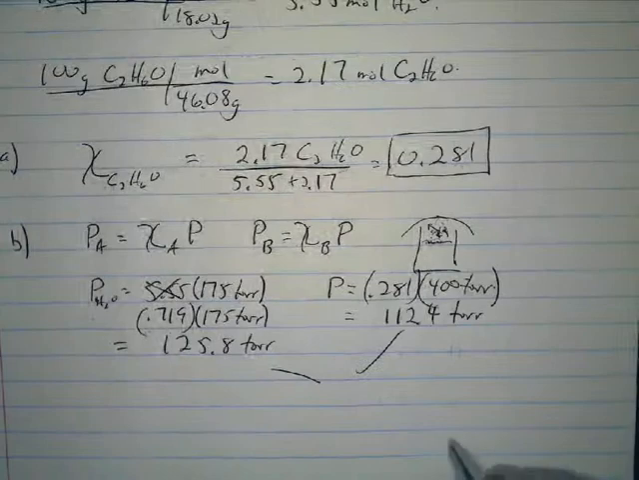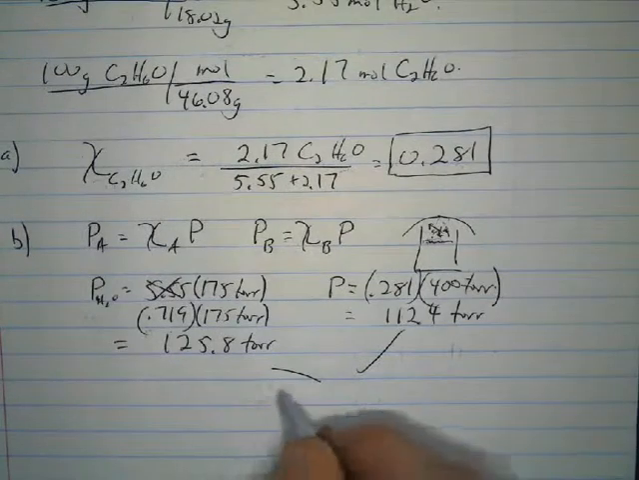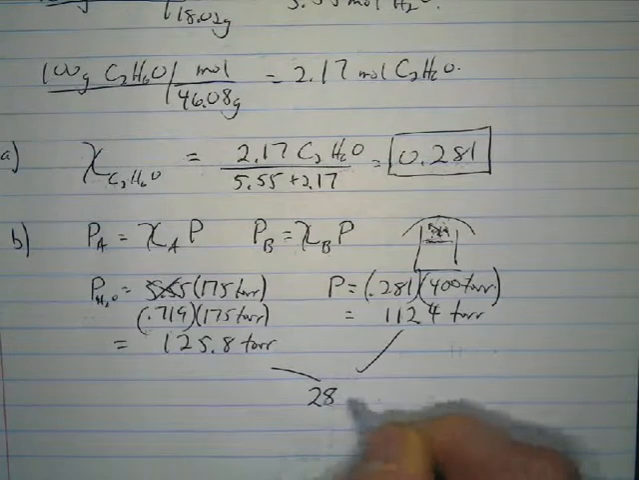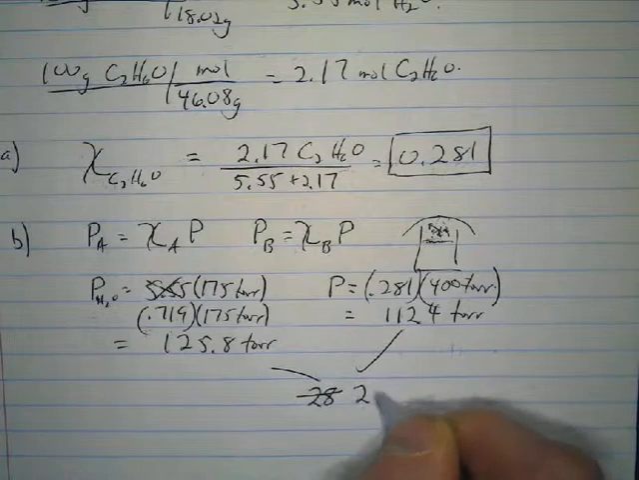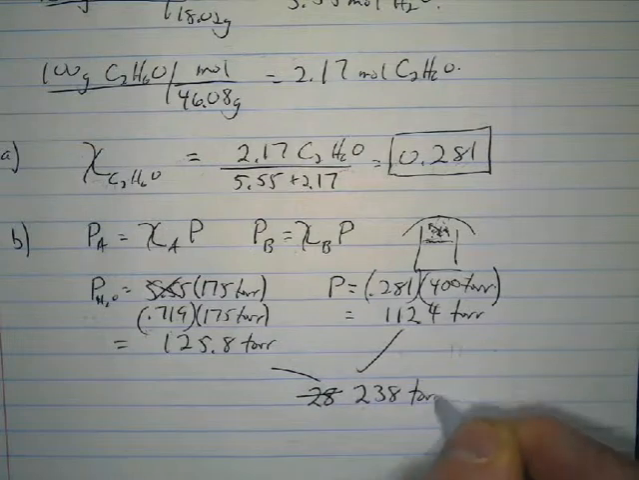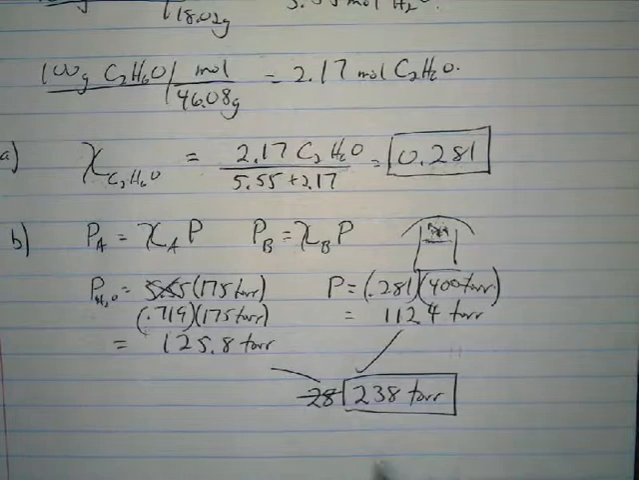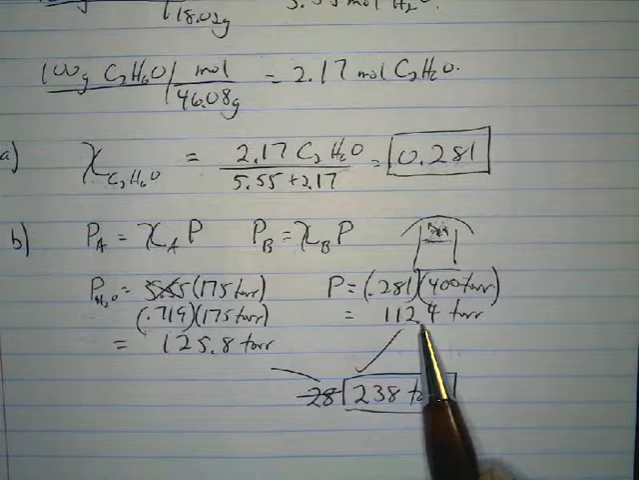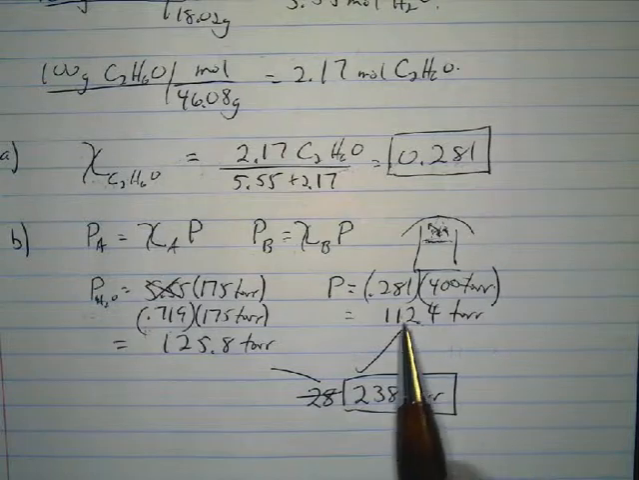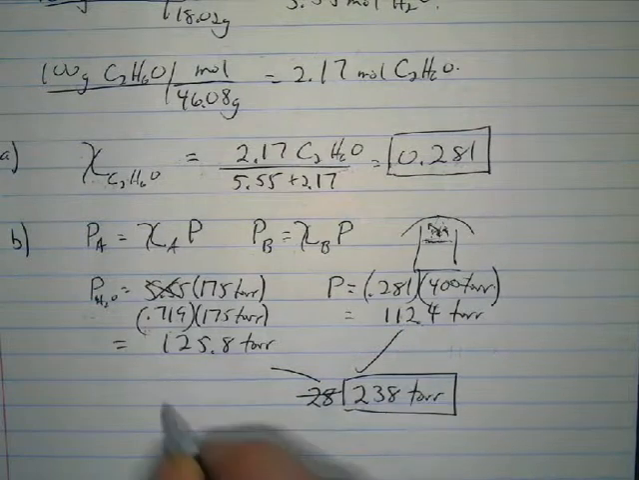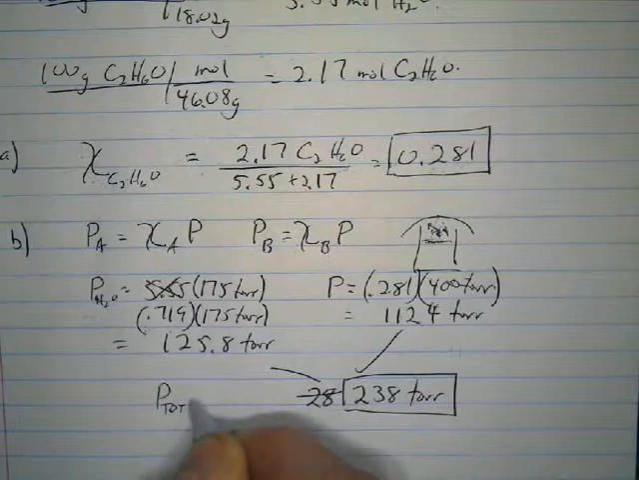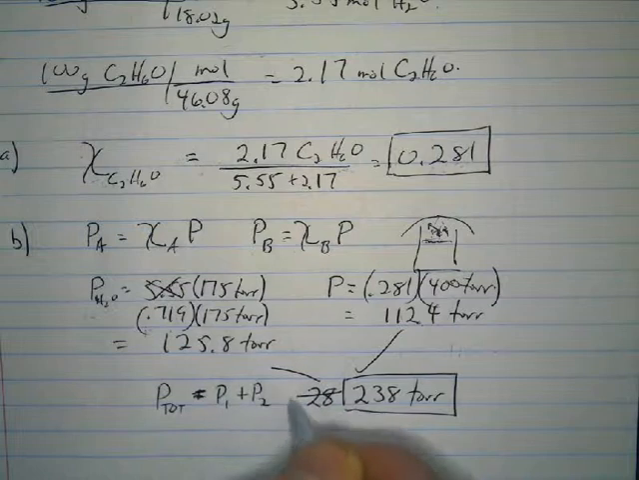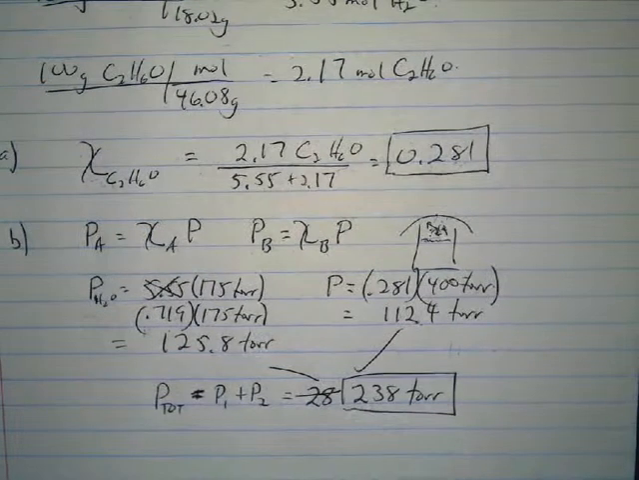Then all we have to do is add these two numbers together. When we add these two numbers together, we have the answer to B, which is that the total pressure of all the things in the solution is 238 torr. Do you see how we got that? This component of the water produces this much pressure. This component of the alcohol produces this much pressure. Dalton's law says pressure total is equal to pressure 1 plus pressure 2 plus pressure 3, etc.